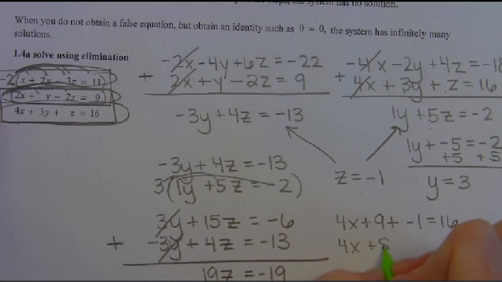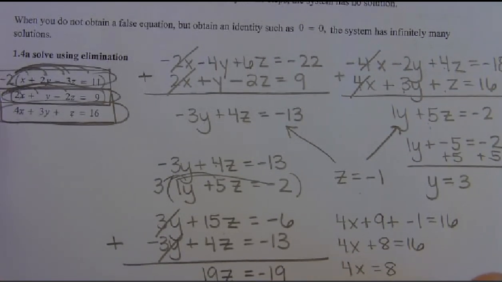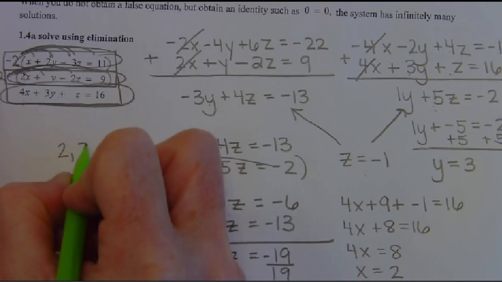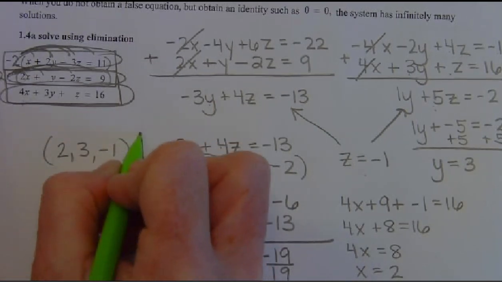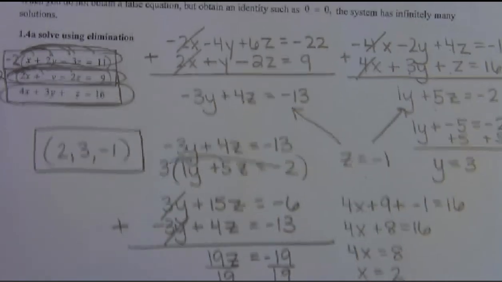4x plus 8 equals 16. If I subtract the 8, I have 4x equals 8, x equals 2. So my solution to this problem is going to be 2, 3, negative 1. That is my x, y, and z. And that is how you solve with elimination.